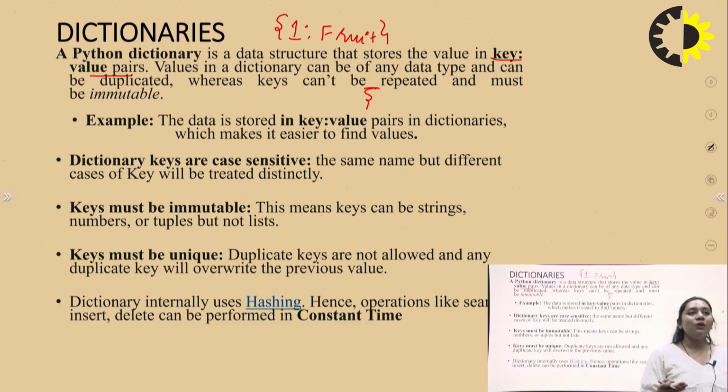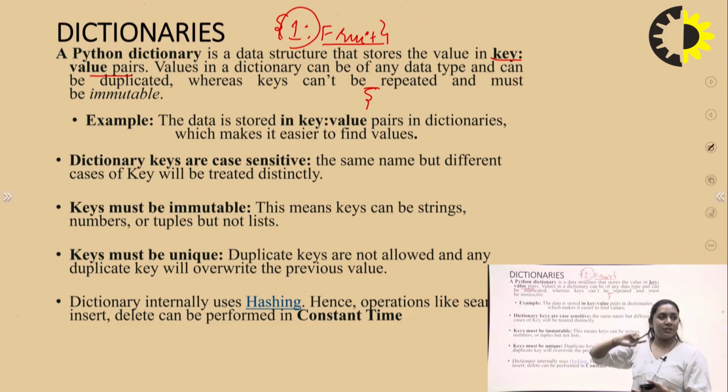So this is how a dictionary can be created in the Python programming language. Now, the value can be of any data type, or it can be duplicated. The value can be repeated many times in a Python dictionary, whereas keys cannot be repeated. You can repeat the value of any type of data, but you can't repeat the key in the dictionary, and it must be immutable. Immutable means once it is created, it cannot be changed, right?